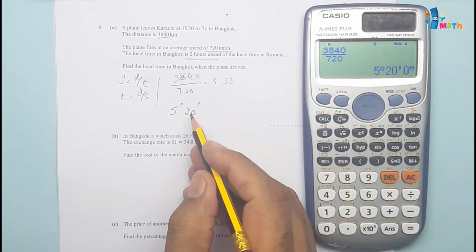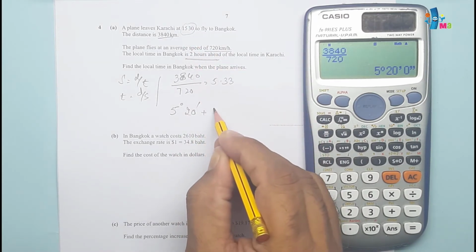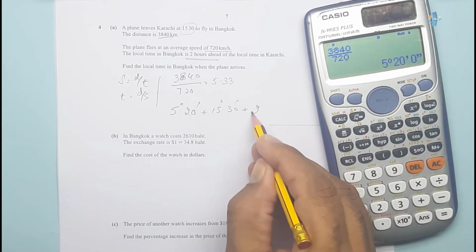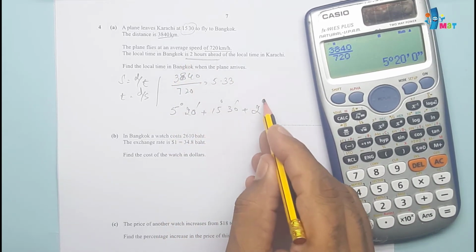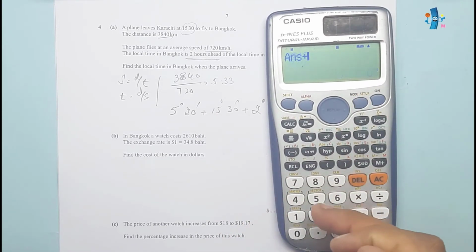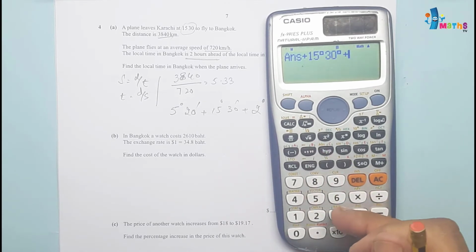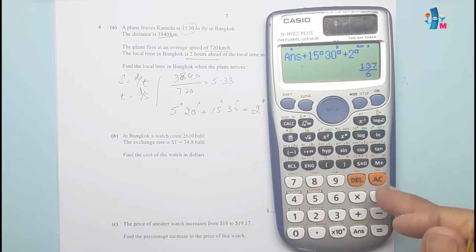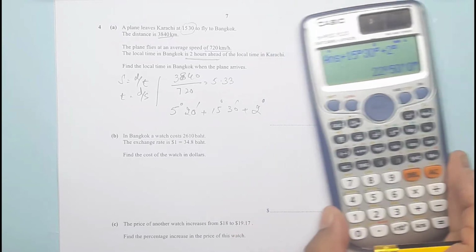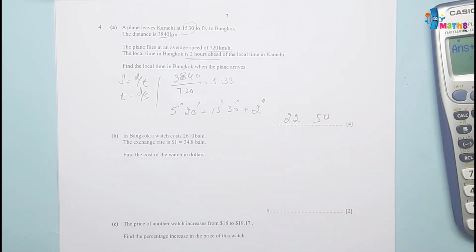To this time we have to add the starting time. So starting time will be 15 hours and 30 minutes, and plus 2 hours we will add, because the time is ahead, so we'll be adding 2 hours. So the final time will be, pressing the time button, 22 and 50, so 22 hours and 50 minutes we can mention as the time.